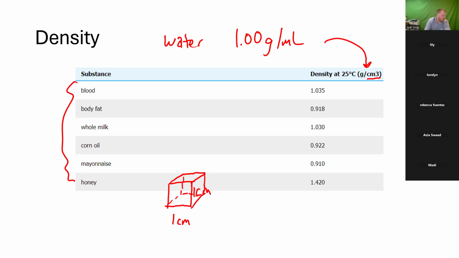So we've got a cube that is 1 centimeter by 1 centimeter by 1 centimeter.